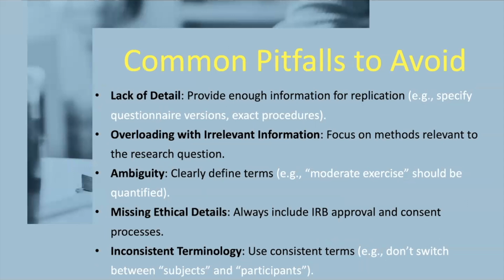1. Lack of detail. Be specific. If you used a questionnaire, mention the version. 2. Irrelevant information. Focus on methods that are actually relevant to your research question. 3. Ambiguity. Clearly define your terms. For instance, if you say moderate exercise, it should be quantifiable. 4. Missing ethical details. Always include information about IRB approval and consent processes.